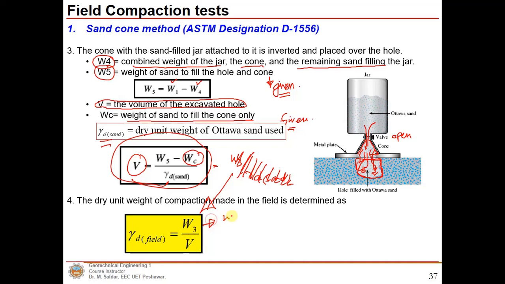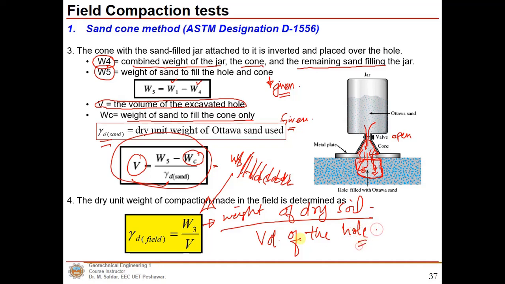This is the weight of dry soil. The volume which we obtained from the W5 minus WC. WC was the weight of the cone. V, volume of the hole. Weight per unit volume will give us the gamma D in the field.